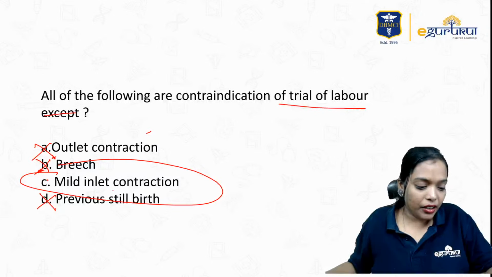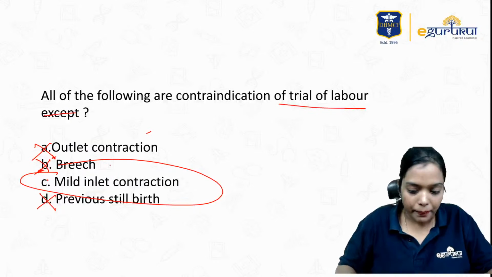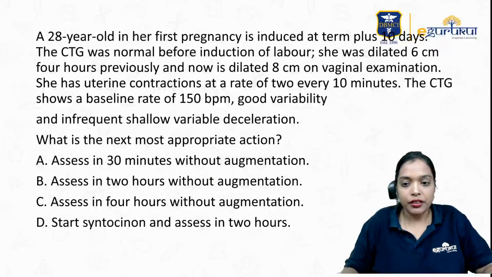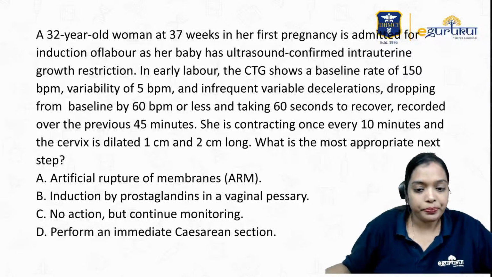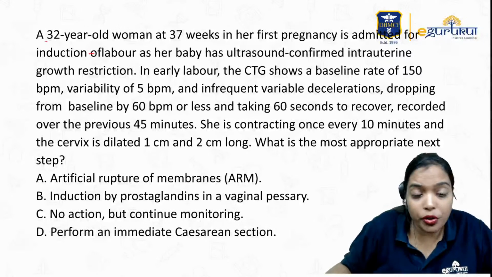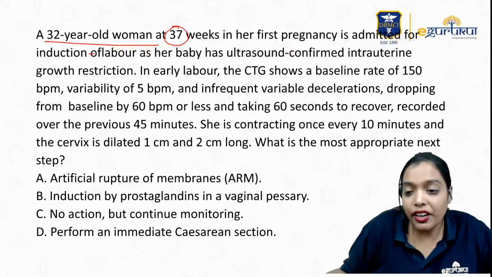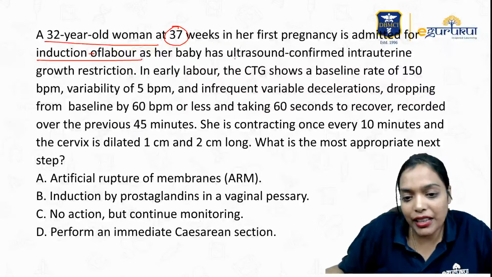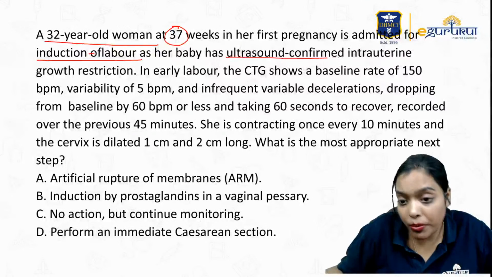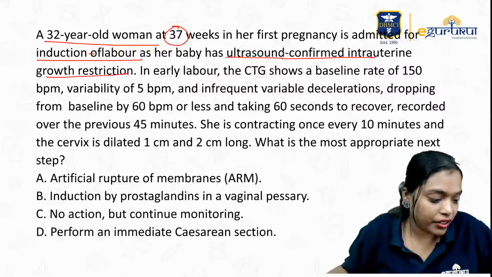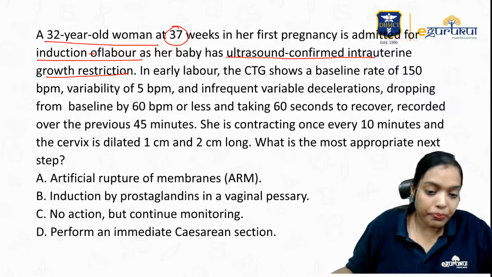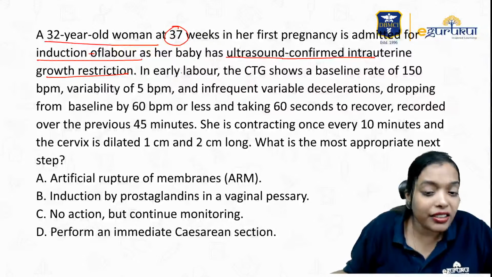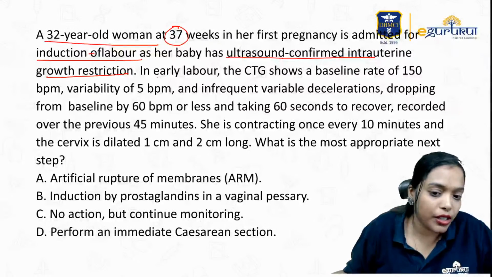Okay, so I think all of you are answering correct. Very good. Let us go to the next question. A 32-year-old woman, 37 weeks, in her first pregnancy, is admitted for induction of labor, as her baby has ultrasound confirmed IUGR. So whenever baby is less than third centile, we call it as IUGR.